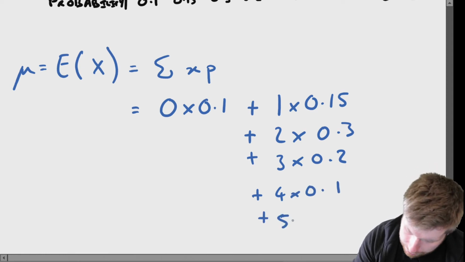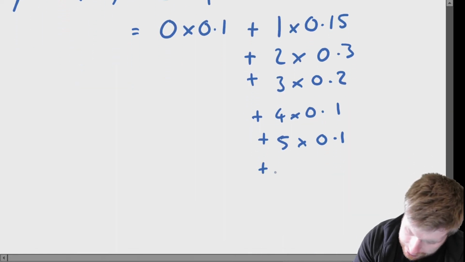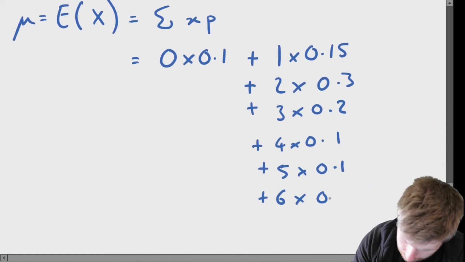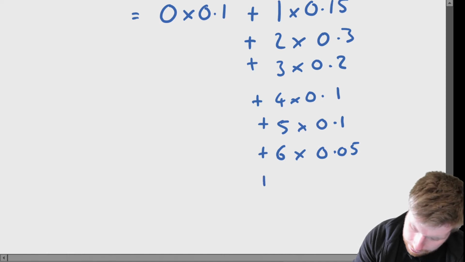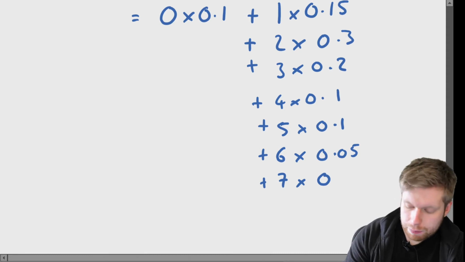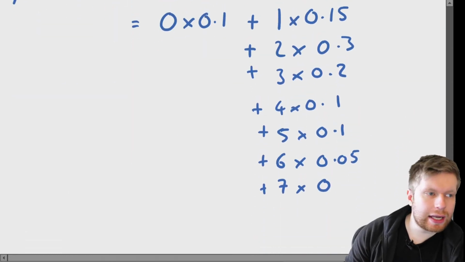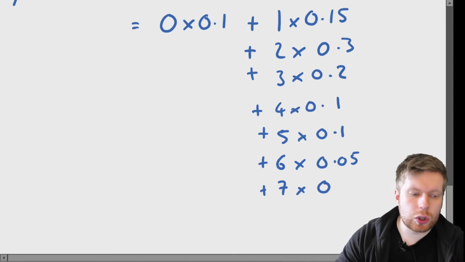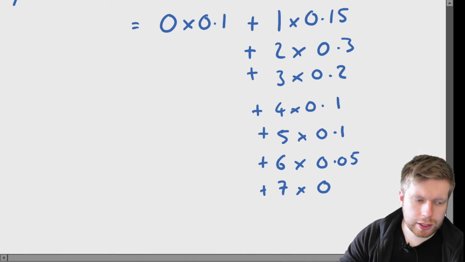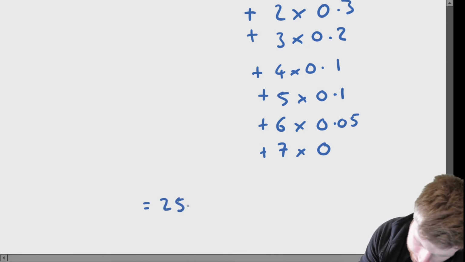The next one's going to be 5 times 0.1. The next one's going to be 6 multiplied by 0.05. And then finally 7 multiplied by 0. And in fact, anything more than 7, it's going to be 0 anyway. You can see that from my table. So therefore, I'm just going to add on 0 at the end anyway. Okay, so now all I need to do is stick all of that into my calculator. And if I stick all of that in my calculator, you should get 2.55, okay? So you should get 2.55 as the expectation of x.